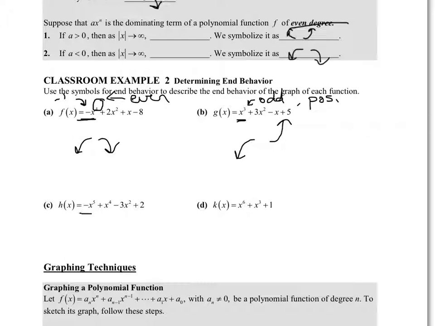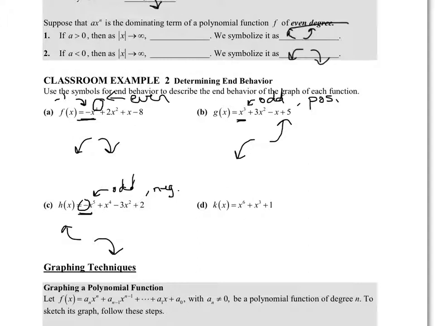Next one, descending order already. I have negative x to the fifth. So again, my exponent is a 5. That tells me it's odd. But the coefficient is a negative 1. And since it's odd and it's negative, odd means it does opposite things on end behavior. So it would be up on the left, down on the right. In other words, overall, it looks like it's decreasing.